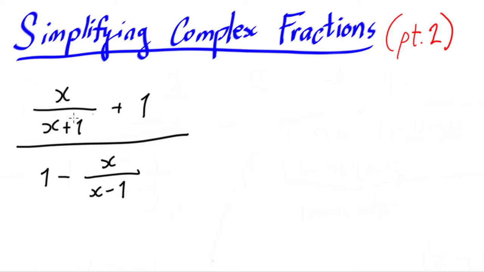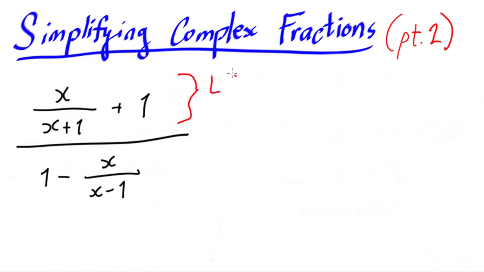So we have x all over x plus 1, this is the numerator, all over 1 minus x over x minus 1. So this is our denominator. So denominator, and this is our numerator. This one over here. So let's simplify them by parts first. Let's talk about the numerator first before the denominator.